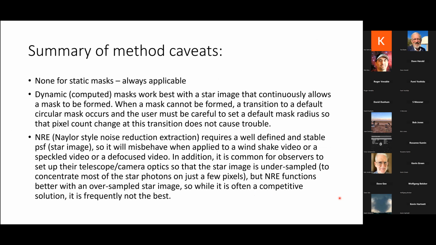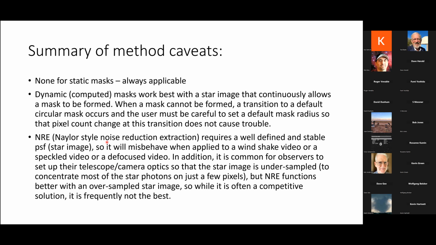So I want to summarize the caveats that I've covered in the methods. I have none for static masks. I believe that they're always applicable. Sometimes you have to make them really big, but they're still applicable. The dynamic computed masks work best with a star image that continuously allows a mask to be formed. So that's good for, like, a bright star and a low-magnitude-drop operation. It's going to be really good for that. Sometimes a mask can't be formed, so you have to be careful about that transition to a default circular mask, but that is something that can be dealt with.